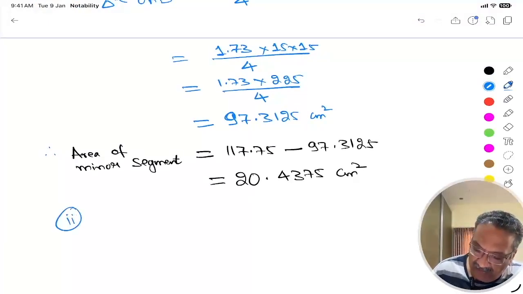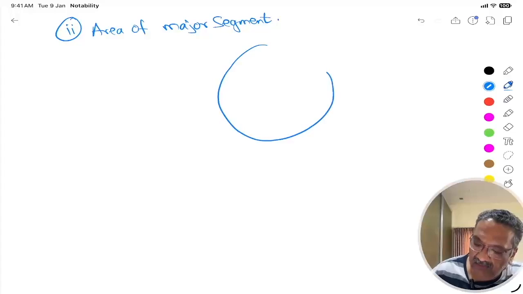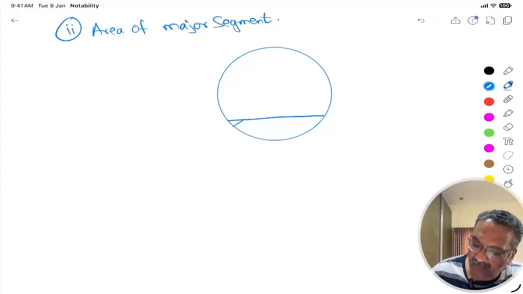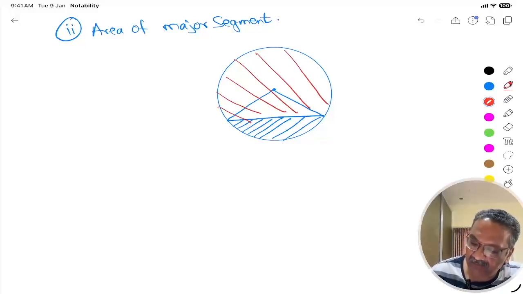Second they have asked is area of major segment. See, in the circle, we have got one circle and we have a chord, right? Now, we have found out the area of this segment, right? This is the chord. We have found the area of this segment. Now, they are asking for area of this portion, major segment. What can you observe?